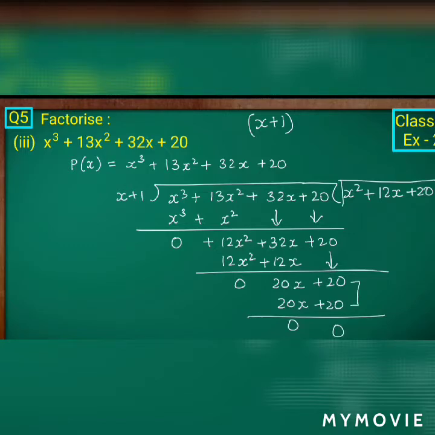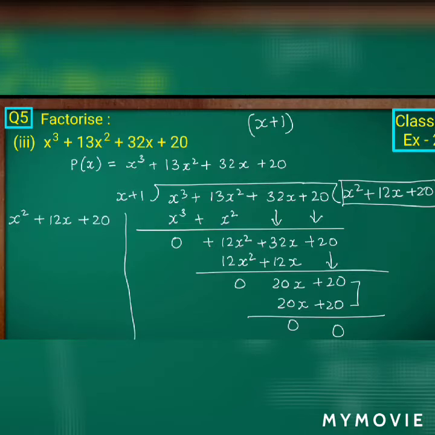So students, just be careful. Before, we got 0 for the polynomial, isn't it? Here also we have to get 0. Then only we can get the quadratic equation. So the quadratic equation we have got is x square plus 12x plus 20. Again we have to find the factors of this equation, isn't it?